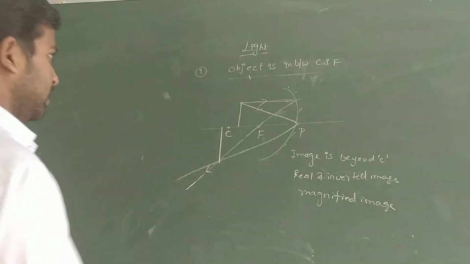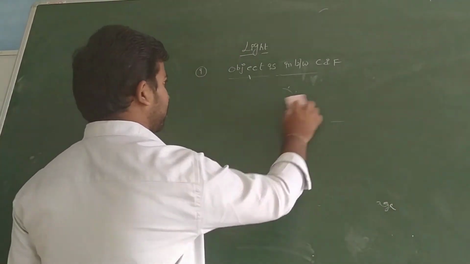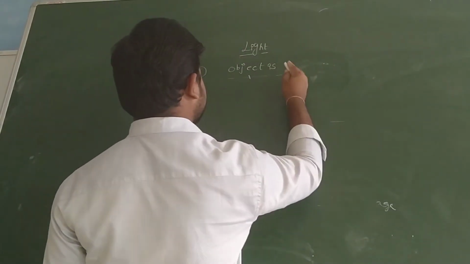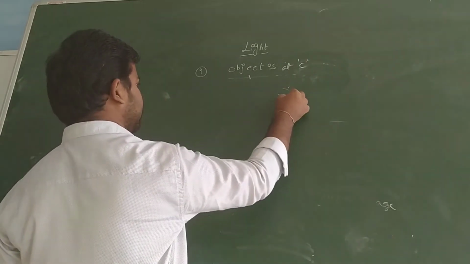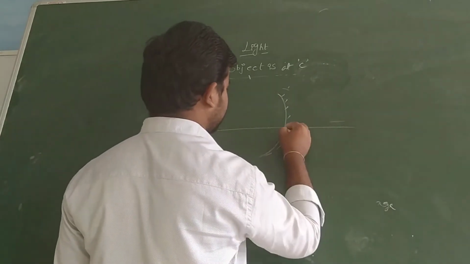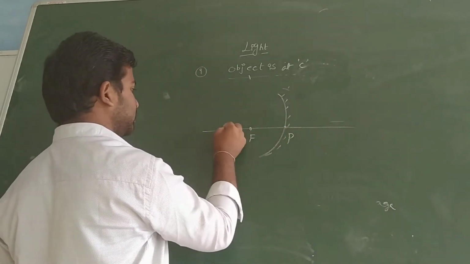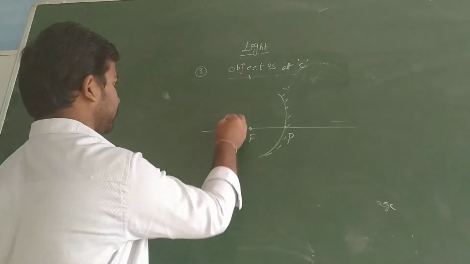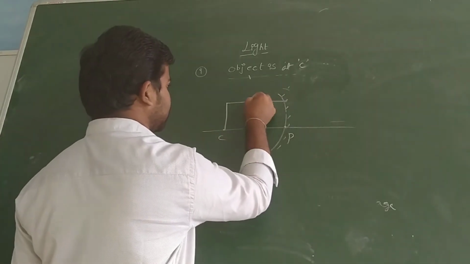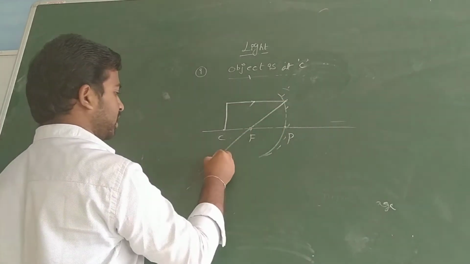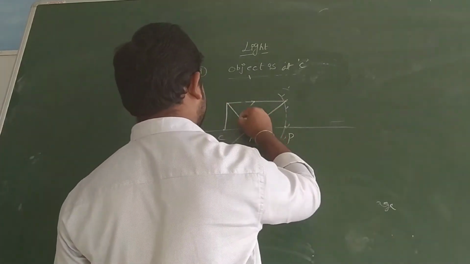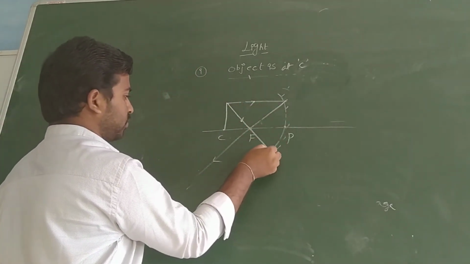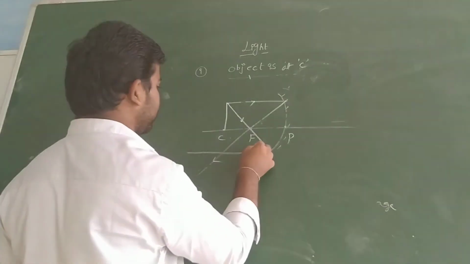Yes. Next one is we keep the object at C. If we keep the object at C, we'll see where the image will be formed, right? So this is the pole, this is the focus, and this is the center of curvature, right? So I am taking the object at C. The incident light ray passes through focus, so after reflection it goes parallel to the principal axis.